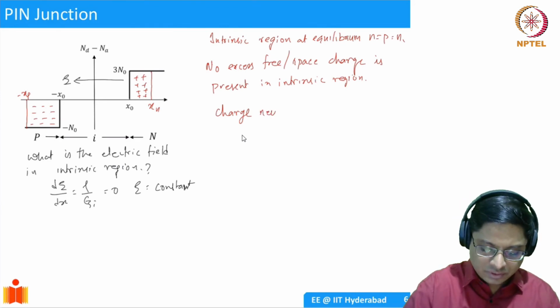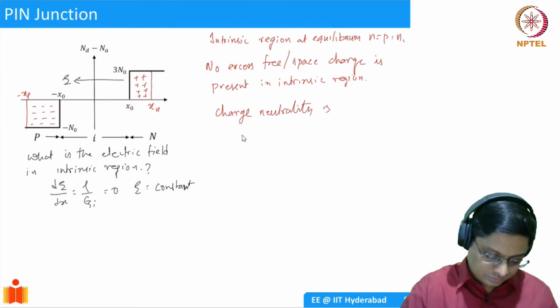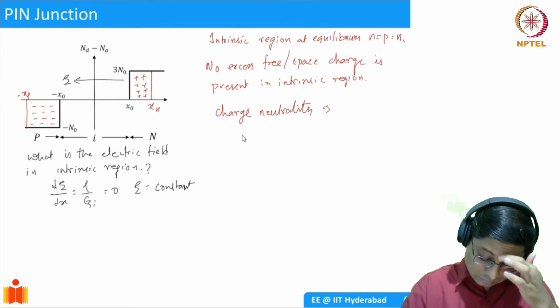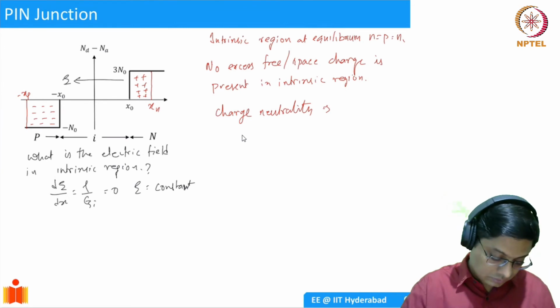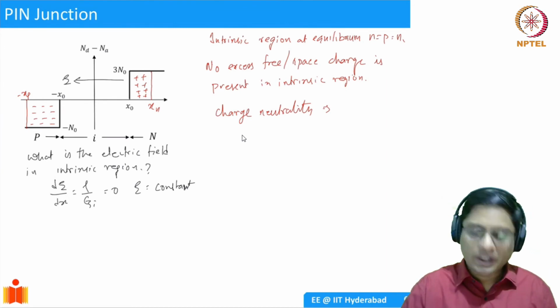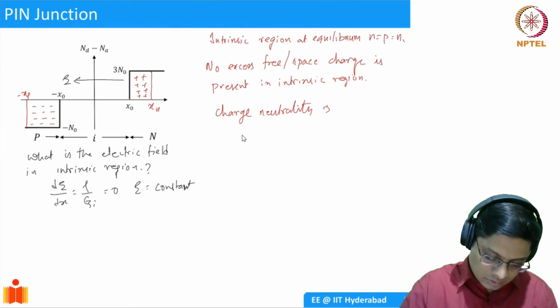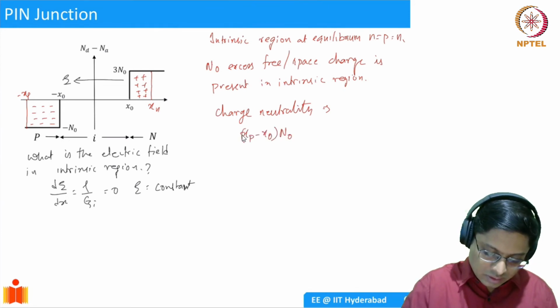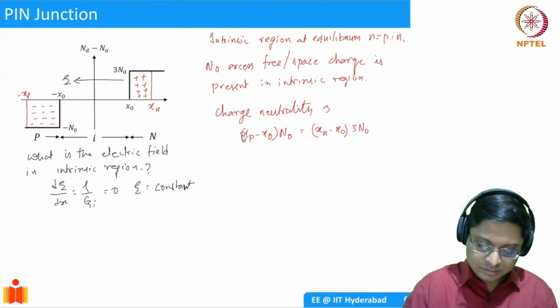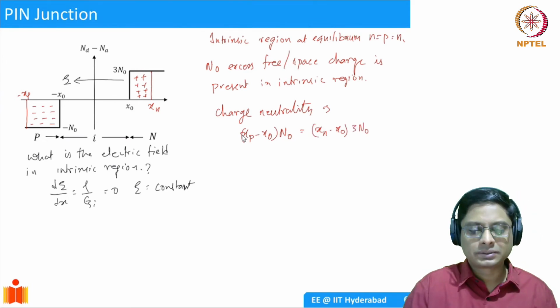So charge neutrality implies, your p-type doping is only n0. So xp minus x0 into n0 should be equal to xn minus x0 into 3n0. This should be maintained.